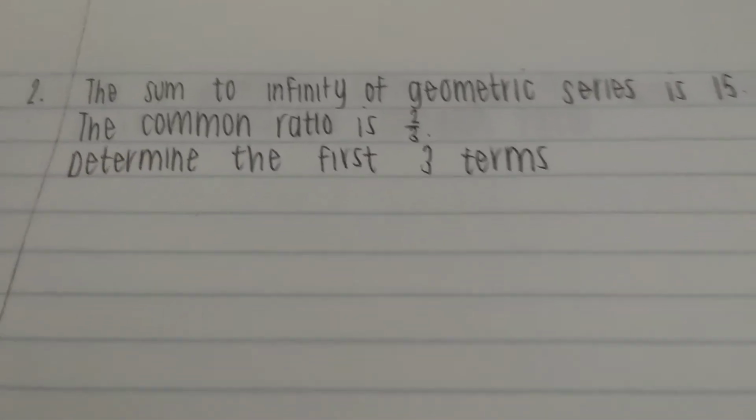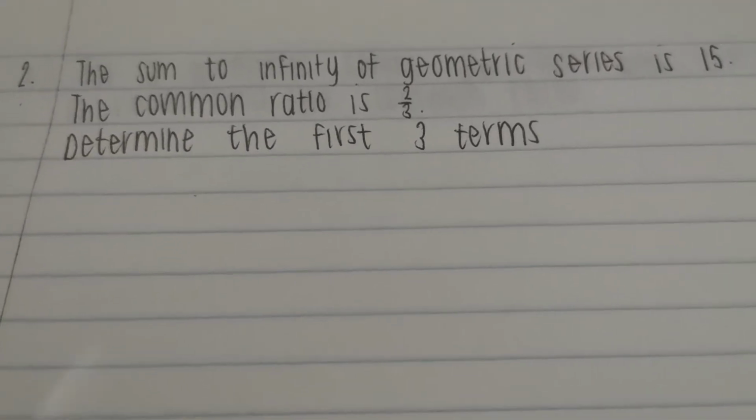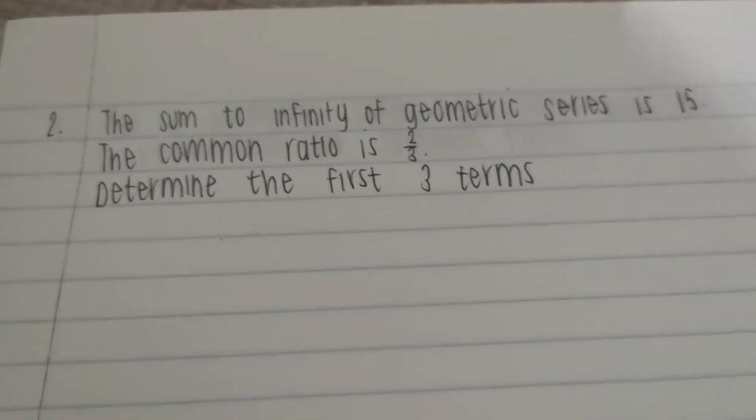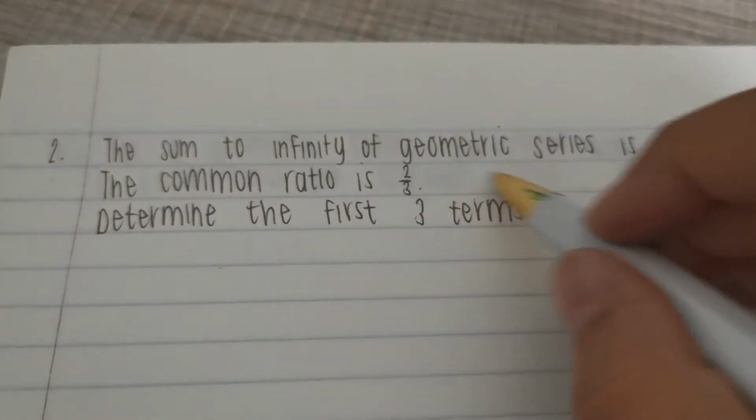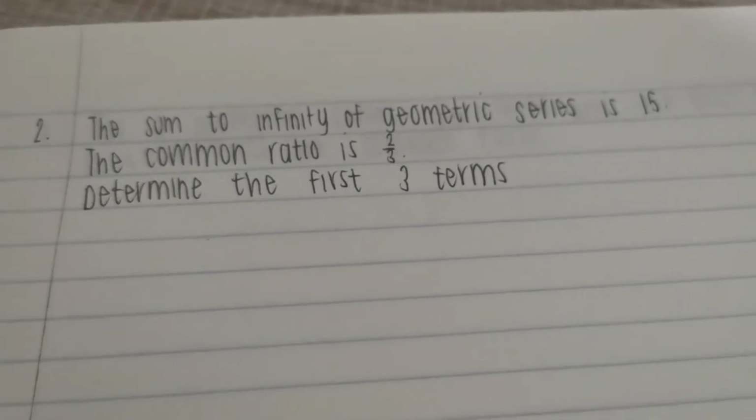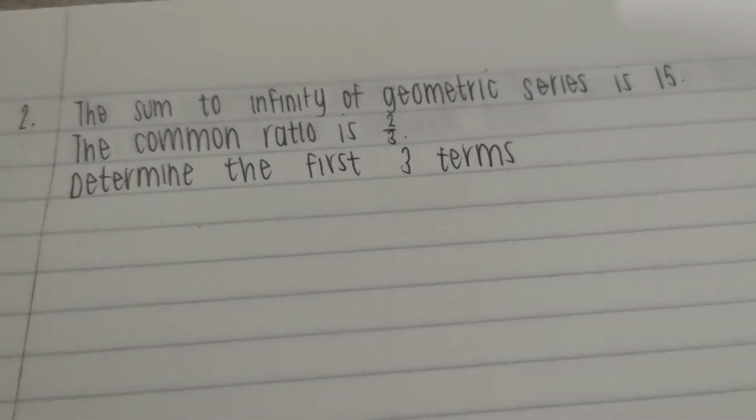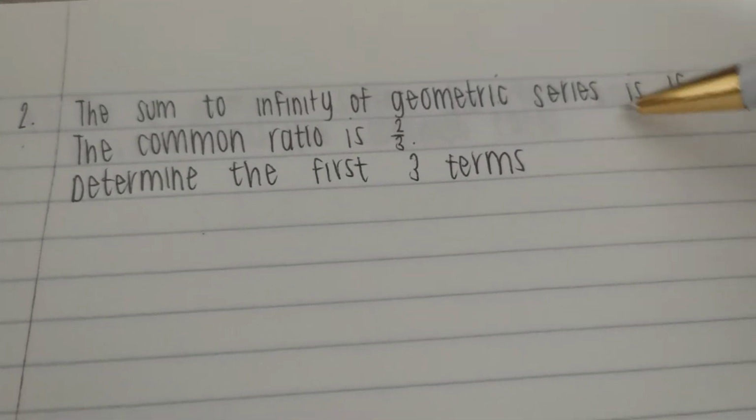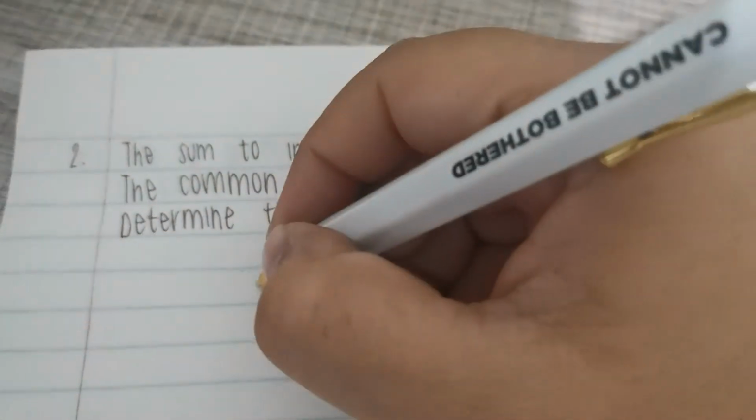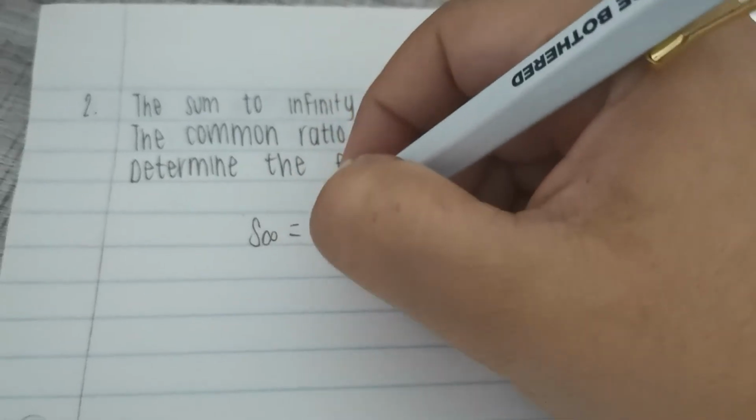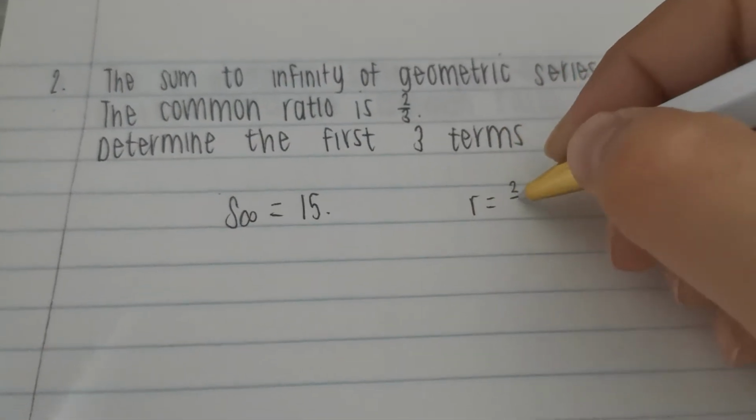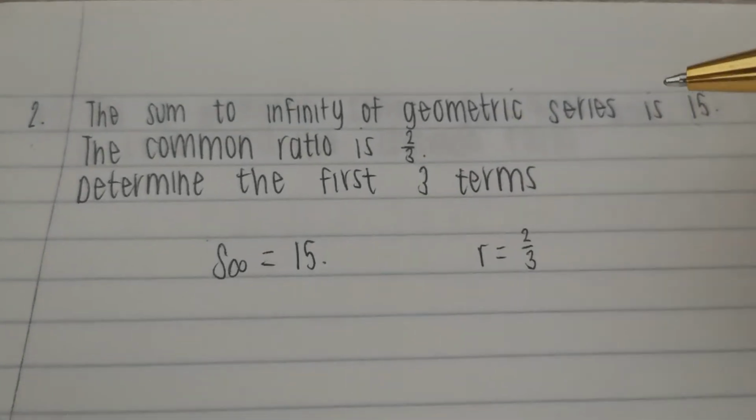Okay, this one over here is written as words, but it's that question where you're solving for an unknown. It says the sum to infinity of a geometric series. Always remember that sum to infinity can only work for a geometric series, not arithmetic. It doesn't work. They're telling us the sum to infinity is equal to 15, and the common ratio is 2 over 3. They want us to determine the first three terms.